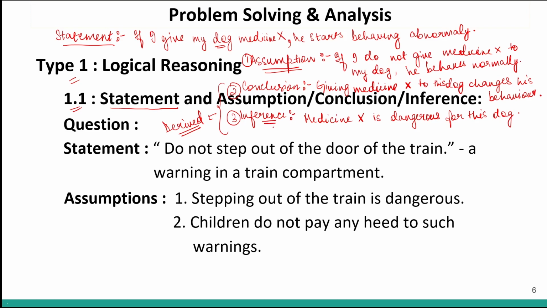Now, inference is never mentioned directly in the statement. We have to infer it, we have to deduce it. Okay. So this is the difference between assumption, conclusion, and inference.